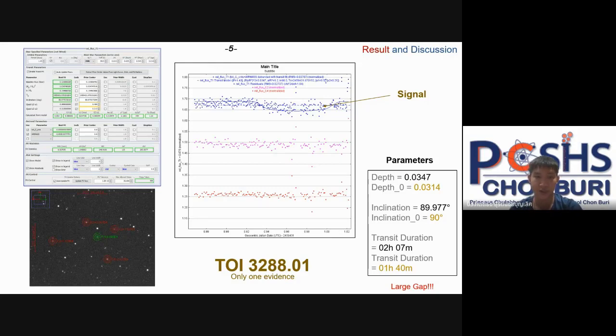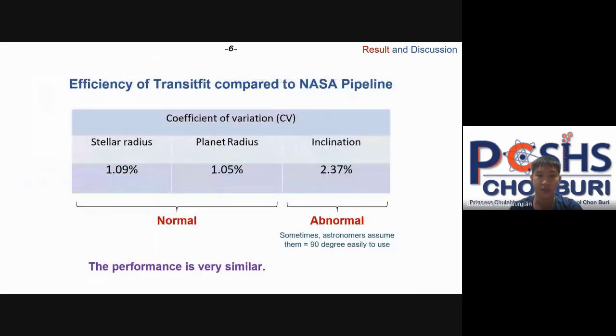And for this table, we will see by using Markov chain multicolor for analyzing that it is more efficient if we compare it to NASA. We find one of three parameters that is higher than the others, that is inclination, but the reason is astronomers estimate it equal to 90 degrees. It is easy to use that. Lastly, we get the same parameters if we use the Markov chain multicolor method.